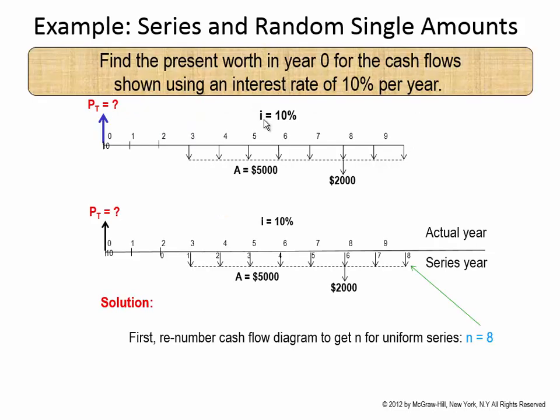They've labeled in the lower graph the series years. And so you can see that the new reference point that we're using in our intermediate step has been labeled. We renumbered the cash flow diagram so that the first payment in the annual series was in year 1, and so the year before the first payment we label as year 0. Other questions about that?